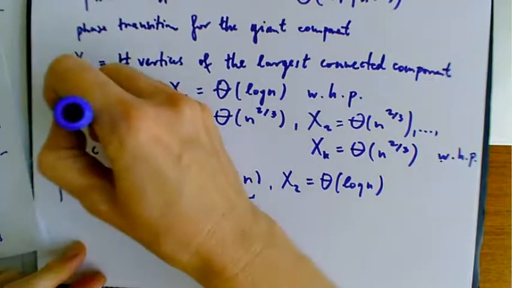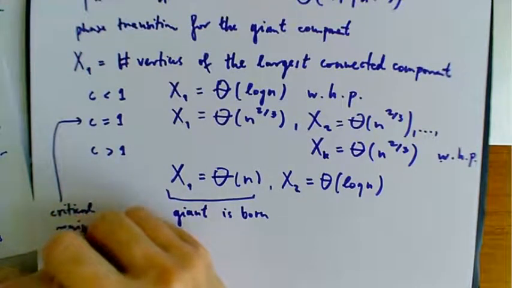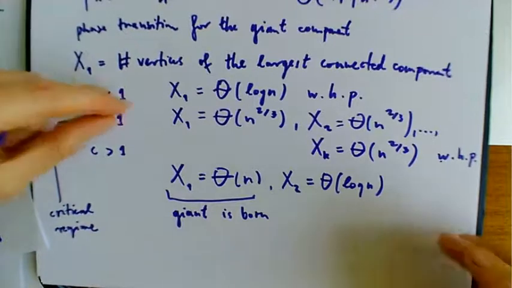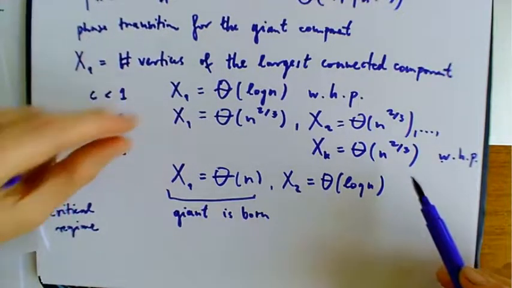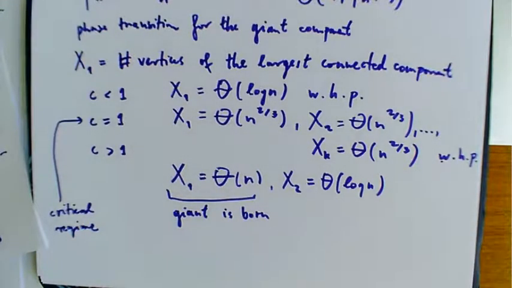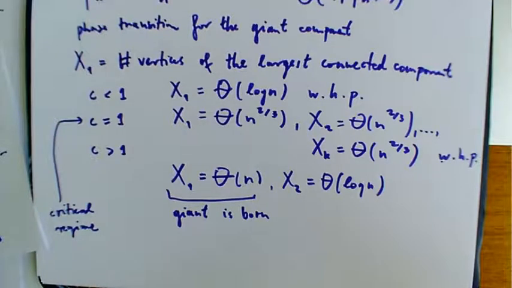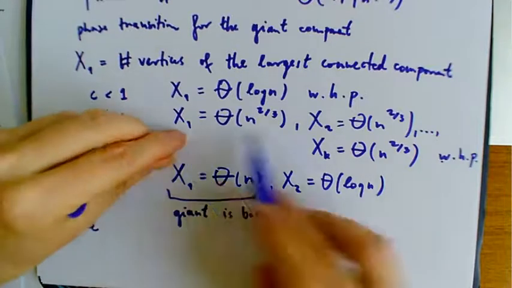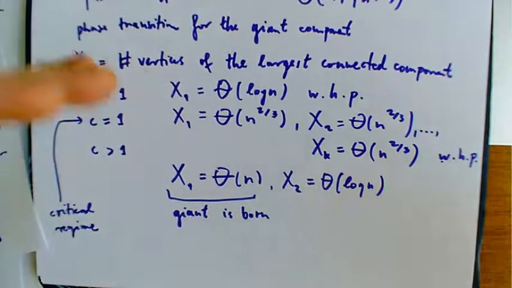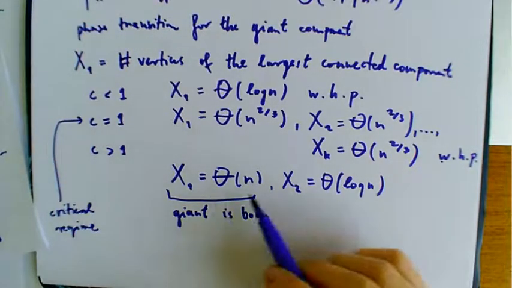So they discovered this critical regime. And in this critical regime, you don't see a giant, but you see something that is of order n to the 2/3. And you see many components which are about equally large. And then they need just a little bit. So these k and more components need just a little bit more to merge together and form the giant.